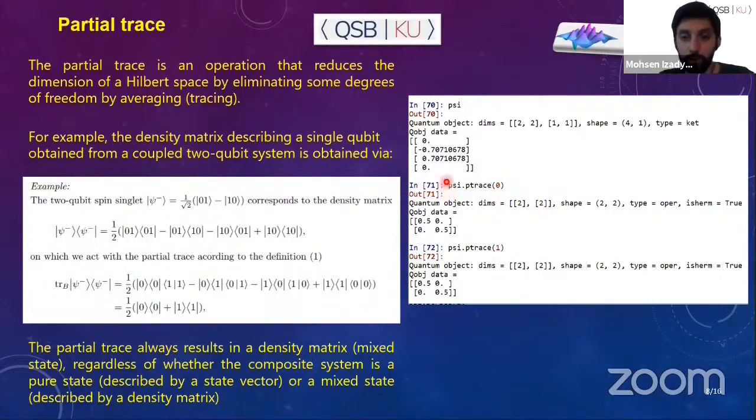So I just need to write the state or the density matrix. It's up to you; you can do both of them. So I will write the state dot ptrace and the system I want to eliminate. I want to eliminate the second one, so I should write the 0 here. And this is the same for the second system. If I want a partial trace over B, I would write 0 here. Partial trace over A, I should write 1 here.